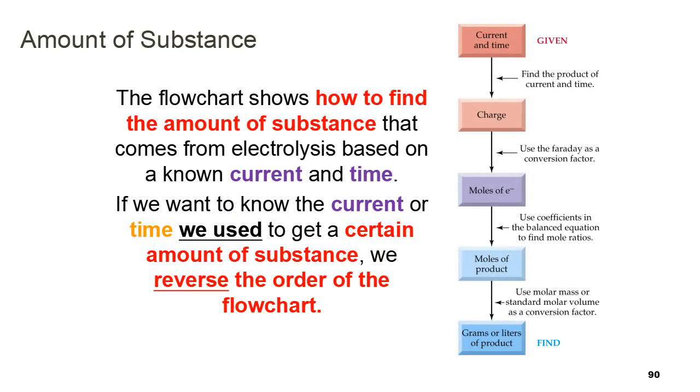Please observe the given flowchart showing how to find the amount of substance that comes from electrolysis based on a known current and time. If we want to know the current or time used to get a certain amount of substance, you just reverse the order of the flowchart.